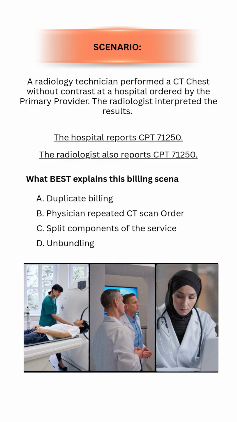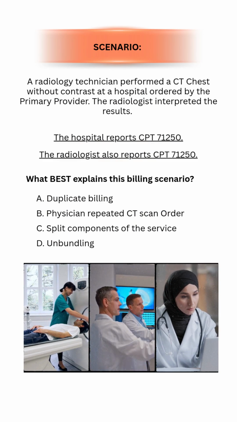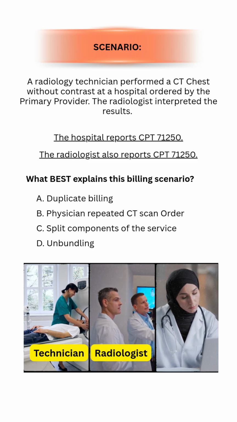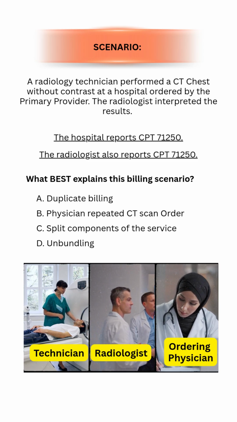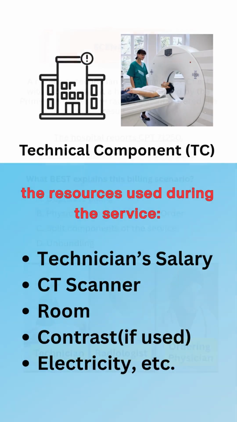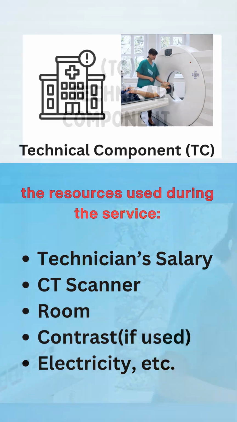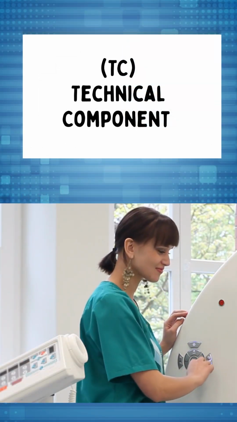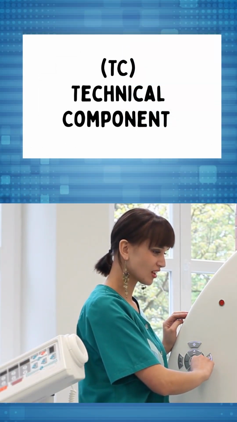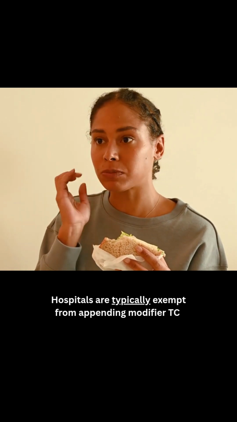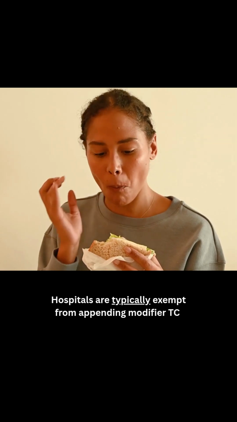In this scenario, there are 3 people involved. We have the CT technician, the radiologist, and the ordering physician. The TC modifier is used by the hospital or facility. The facility bills for the work done by the technician as well as the use of the equipment. Even though the technician did the physical work, they are still an employee of that facility. So the facility would use TC modifier.